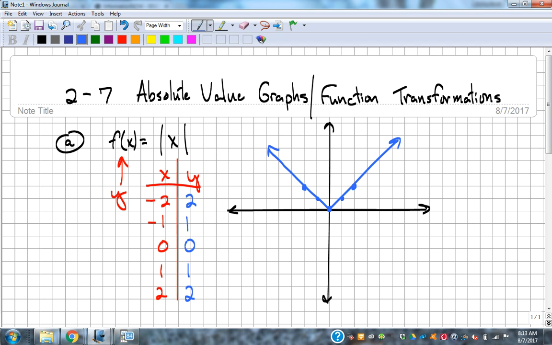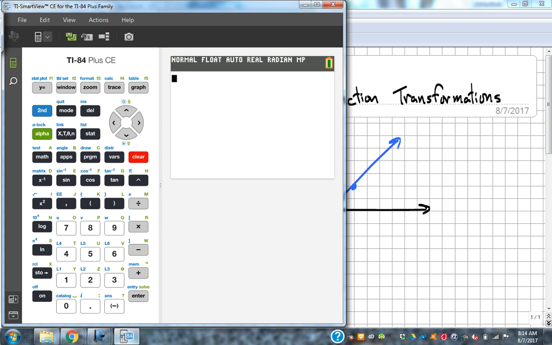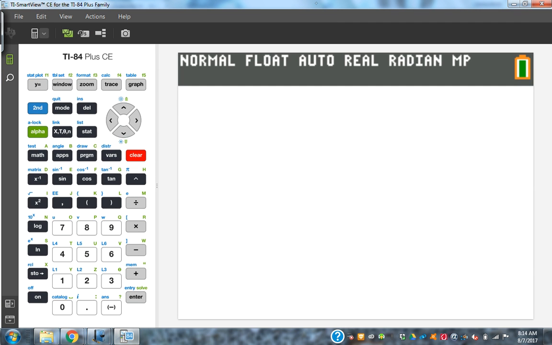So let's glance at this graph on the graphing calculator. I'll show you how to do that. So if you got your graphing calculator, great. If you don't, it's okay. Still doing it by hand.